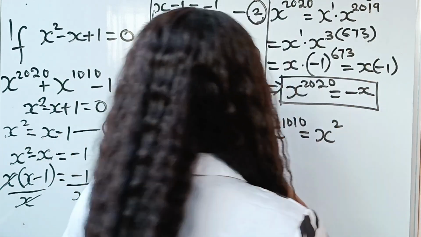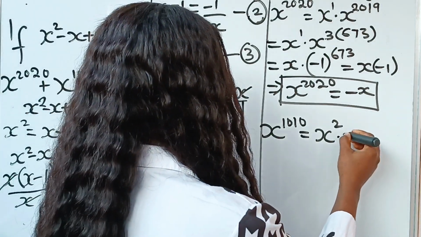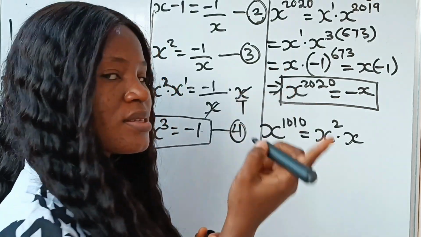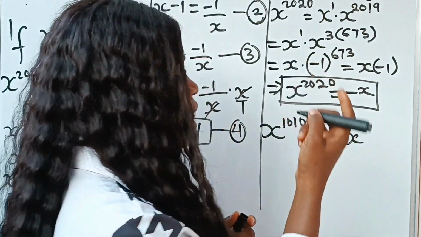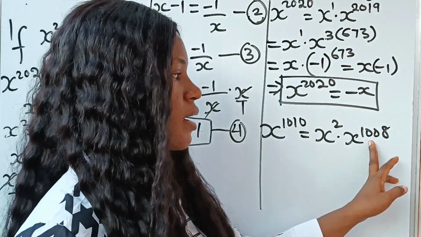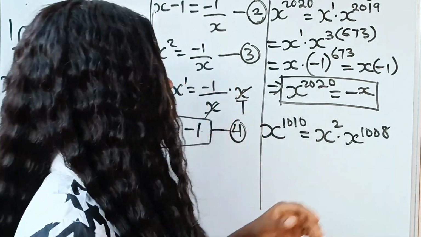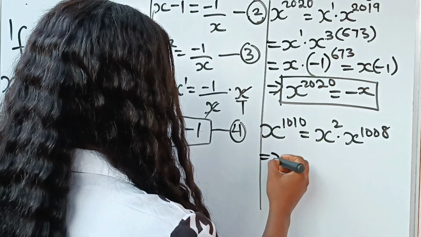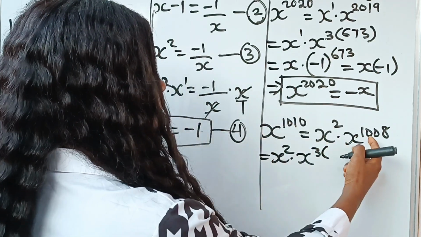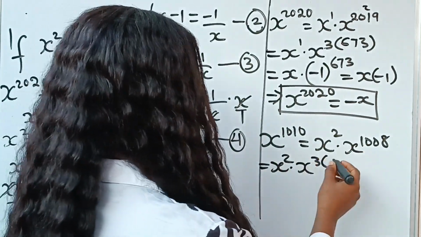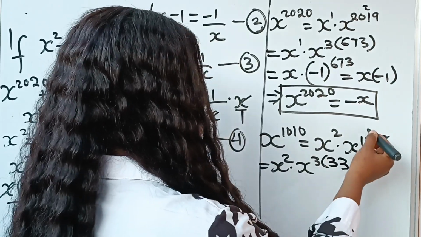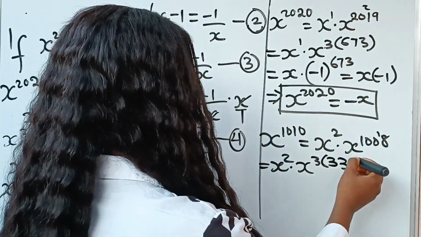I can easily substitute. So x to the power of 2 multiplied by x to the power of, when 1010 minus 2, you are going to have 1008, right? 1008. Now this can be divided by 3 as well, right? So we now have, this is equal to x to the power of 2 multiplied by x to the power of 3 brackets. 10 divided by 3 will give us 3 remainder 1. If we divide another 10, we have 3 remainder 1. If we divide 18, we have 6.